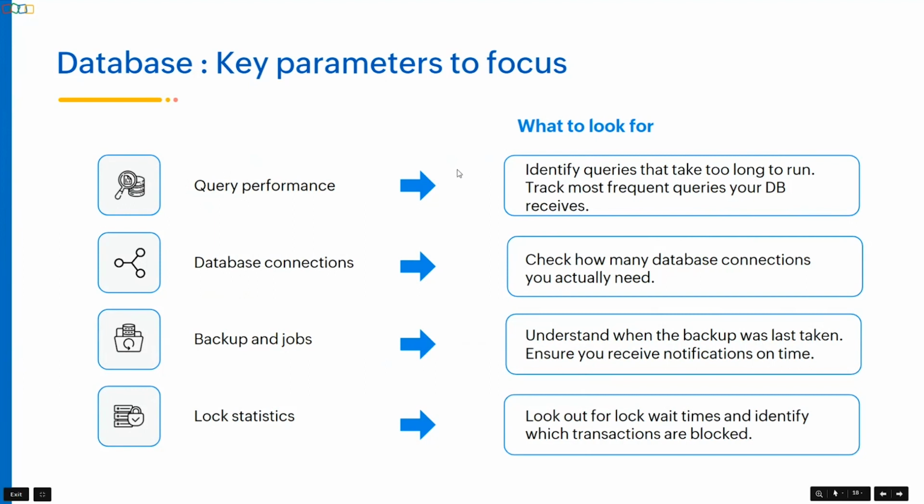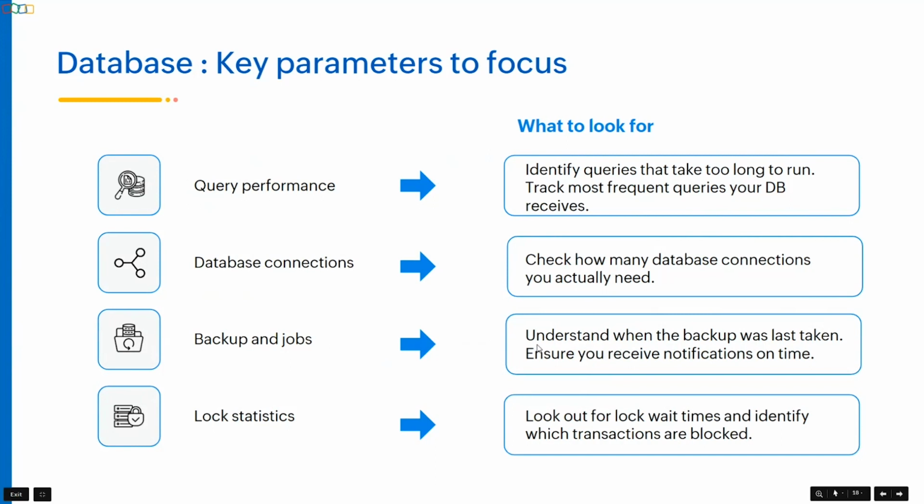Slow queries can have a significantly bad impact on application response times and the user experience. Applications Manager empowers you to monitor query performance within your database servers effectively. In query performance, you need to look out for queries that take too long to run, and you can track the most frequent queries in your DB. You can also monitor the database connections, and how many connections you actually need.